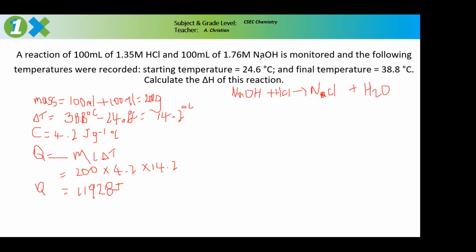All right, sir. Would their molar ratio be 1 to 2? No, it can't be 1 to 2. Look at it. Sir, a 1 to 1 ratio. 1 to 1. Yes.